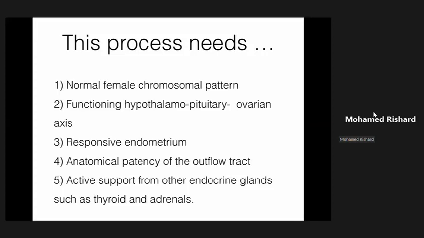All this process, from the growth spurt and breast development, thelarche, adrenarche, which we call hair growth, and development of secondary sexual characteristics, finally periods, needs a few things: a normal female chromosomal pattern, a functional hypothalamo-pituitary ovarian axis, a responsive endometrium to produce periods, anatomical patency, as sometimes there can be obstruction in the female genital tract, and active support from other endocrine organs such as the thyroid and adrenals. All these should be intact in order to complete the process.